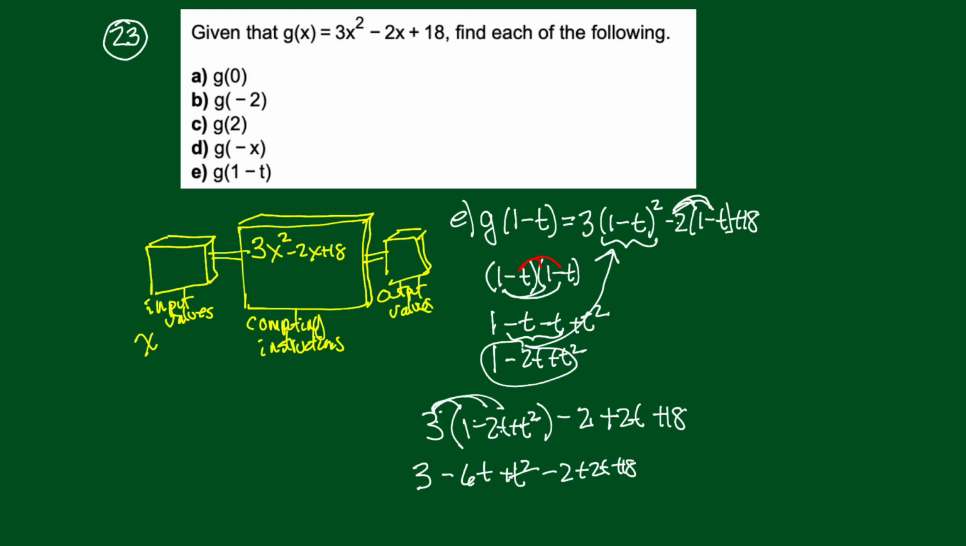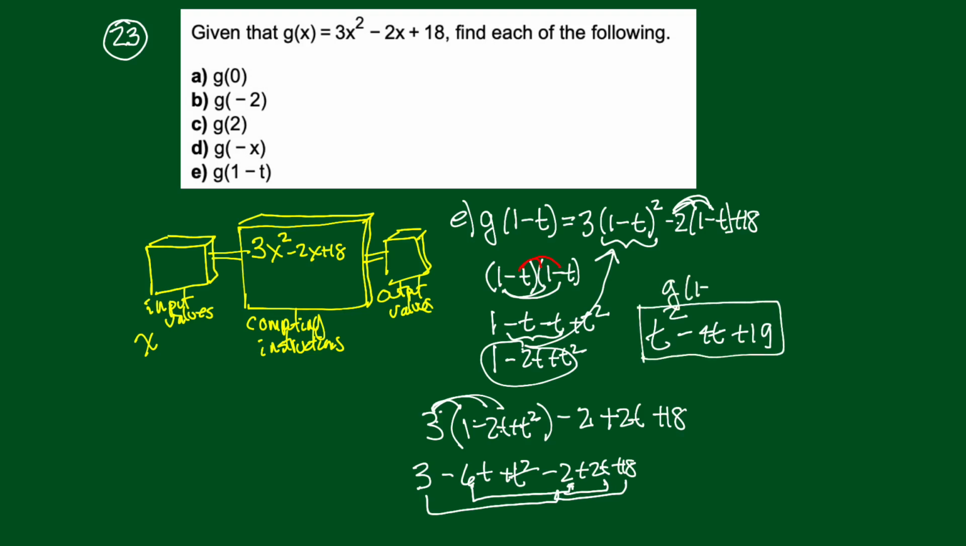Okay, let's combine terms. What do we have? I'm going to do the t squareds and the t's and then the numbers. Okay, so what have I got here? I've got a 3t squared, so I'm going to write the 3t squared up here. Now, how many t's? There's negative 6, and then you lose 2. Oh, no, not that one. You gain 2, right? You're down 6, negative 6, and then you add 2 more. So now I'm only down 4. So negative 4t. And then I've got 3 minus 2, which is 1, plus 18. So 1 plus 18 is plus 19. There we go. All right, so this is g of 1 minus t.